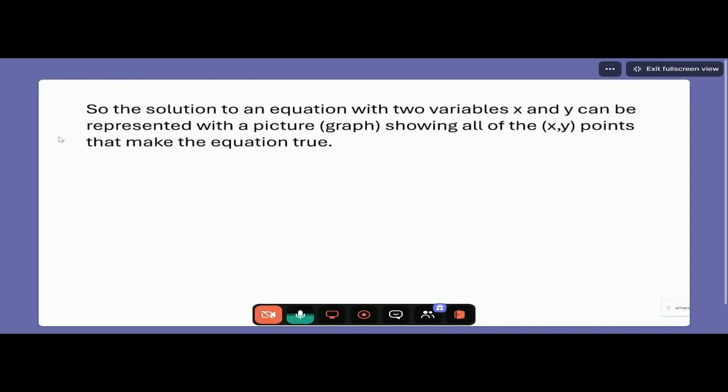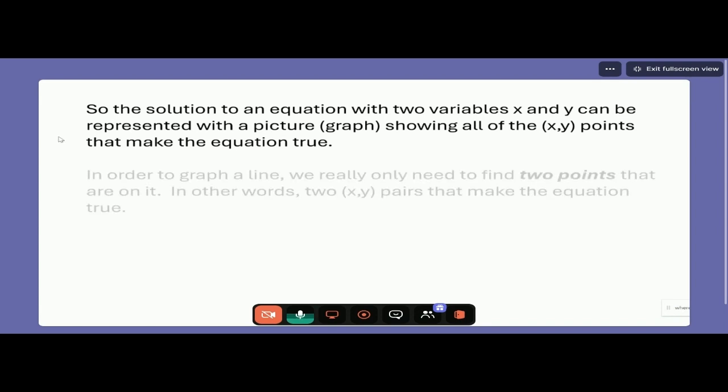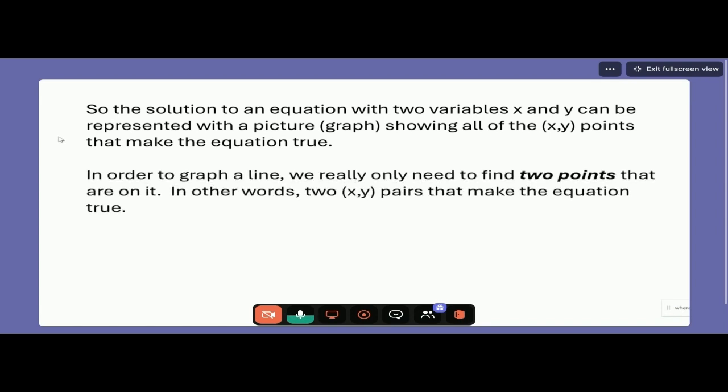So we've already said this, the solution to an equation with two variables can be represented with a picture. For now, you're only doing equations that end up in straight lines, but later on you'll see equations that create all kinds of weird shapes by putting different types of things into those equations, powers and roots and all kinds of stuff, fractions.